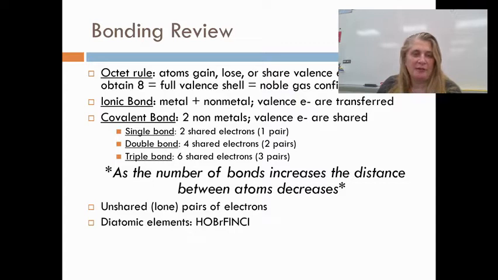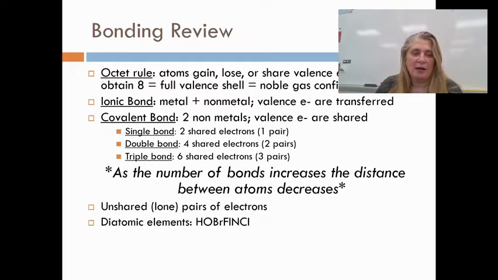A single bond is 2 shared electrons, or 1 pair. A double bond is 4 shared electrons, or 2 pairs. A triple bond is 6 shared electrons, or 3 pairs. So as the number of bonds increases, the distance between the atoms decreases. So that means a single bond is longer than a double bond, and a triple bond is the shortest. Lone pairs of electrons are unshared pairs of electrons as opposed to those shared or bonding pairs of electrons.